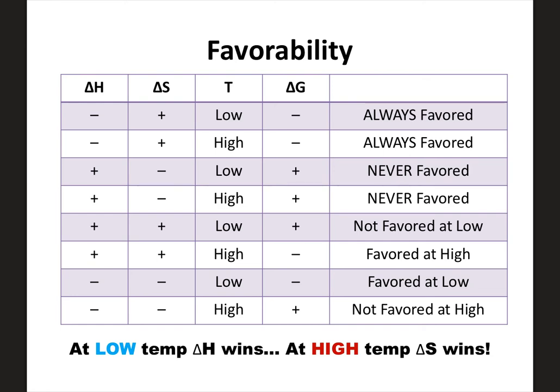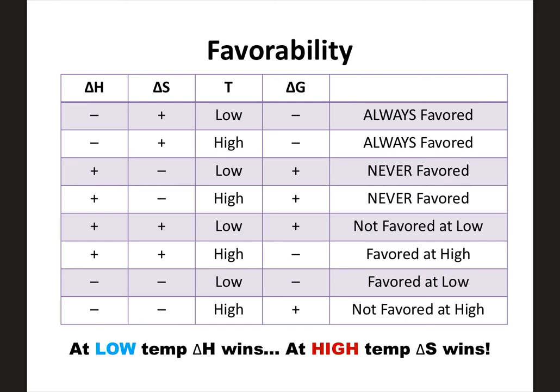And then we could think about it on the other end. If you have a positive delta H, we know that we don't want that. A negative delta S here, we know that that's not favored. Again, it doesn't matter what the temperature is. Both are not favored. You're always going to get a positive value here for delta G. It's always going to be thermo unfavored no matter the temperature. The real thinking comes in when you have one of them favored and the other one not favored. It's going to depend on the temperature here.